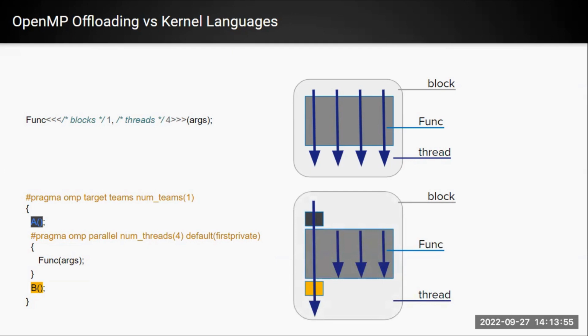Both. That's the fun part. OpenMP never changed the model when it went from a CPU to a GPU. So the model is the same. And that gets us to the problem in a second, right?